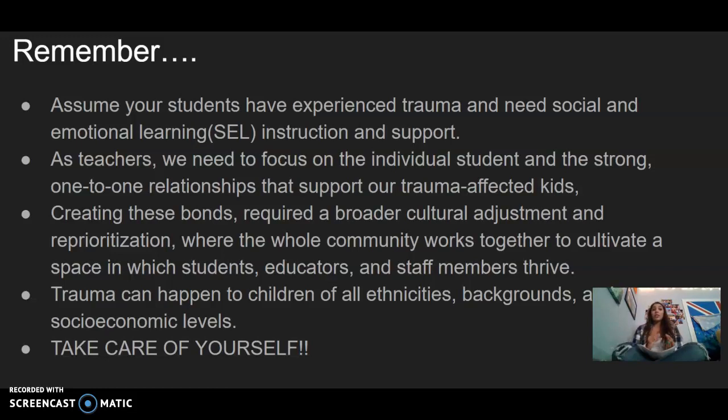We also need to remember that trauma can happen to children of all ethnicities, backgrounds, and socioeconomic levels. So just because everything seems great on the outside does not mean everything is okay on the inside. And also take care of yourself. This is very hard on teachers. We're taking in a lot of secondary trauma from these students, and it's important to take care of ourselves so we can really be there for them effectively.